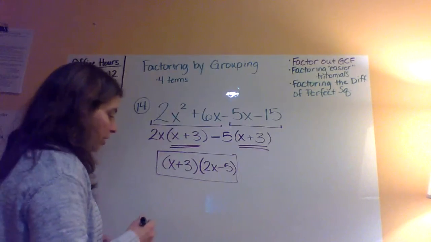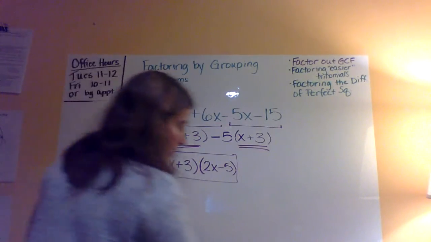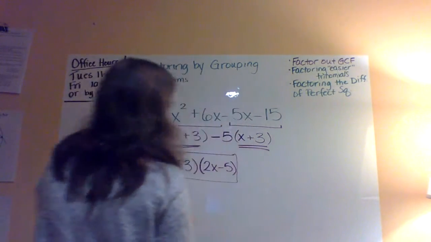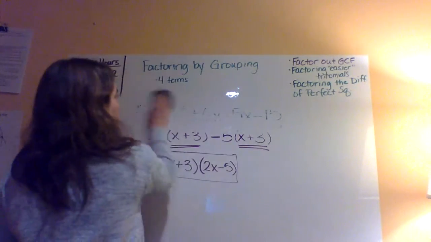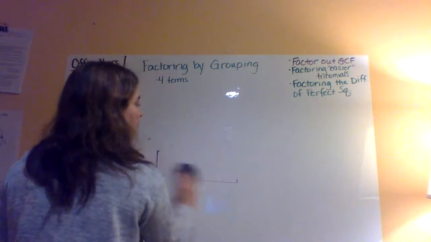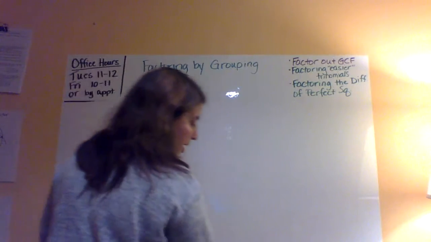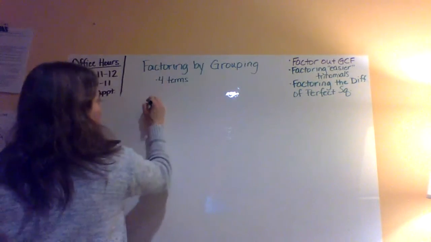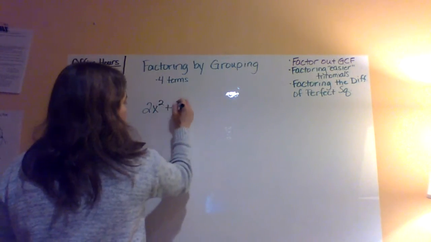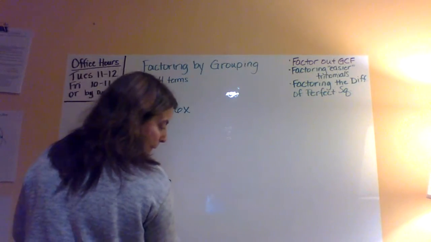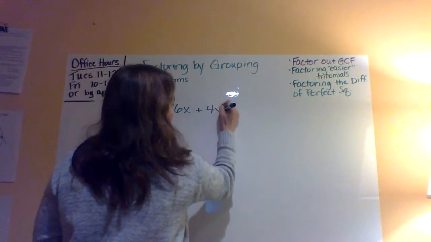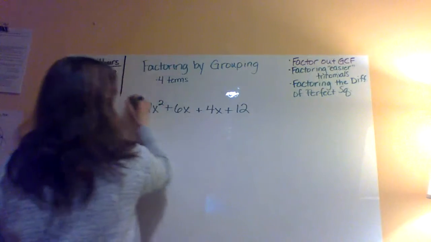Okay, so the next one, I'm going to actually rewrite it up here so I have a little more space. So we have 2x squared plus 6x plus 4x plus 12. So this is number 15.